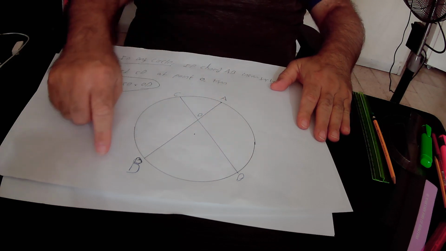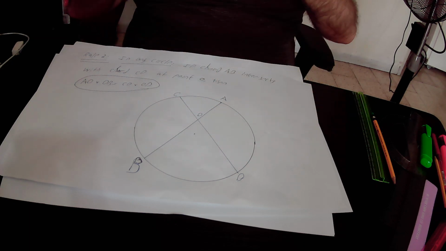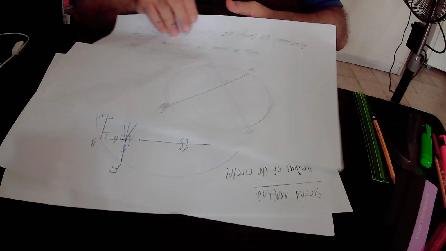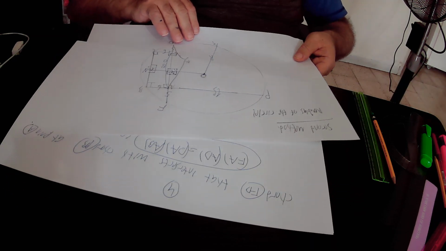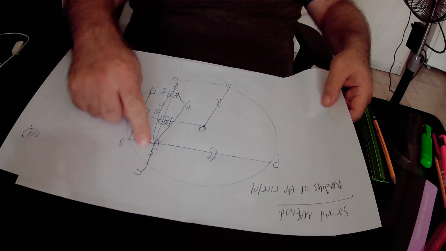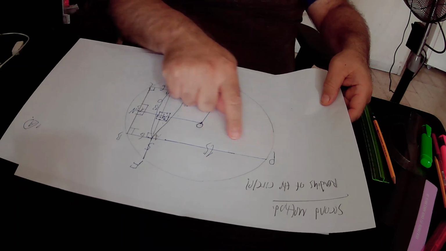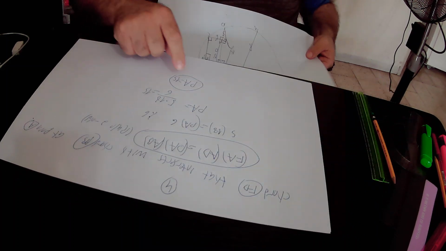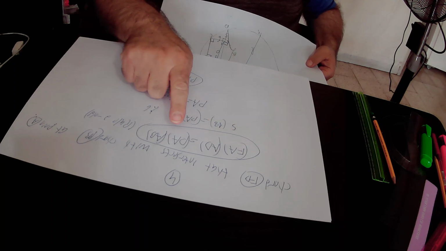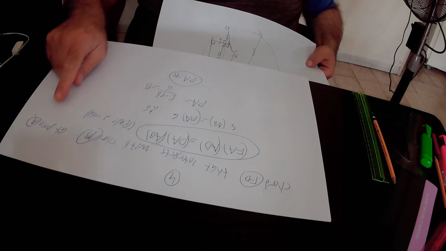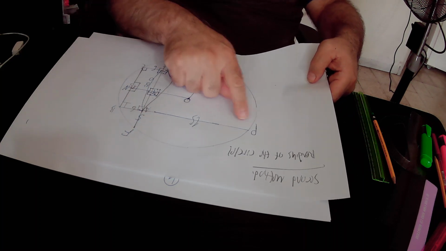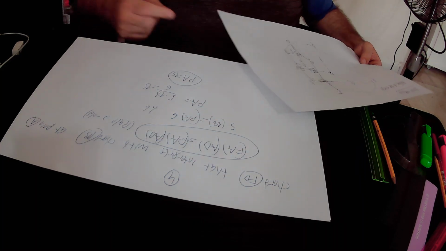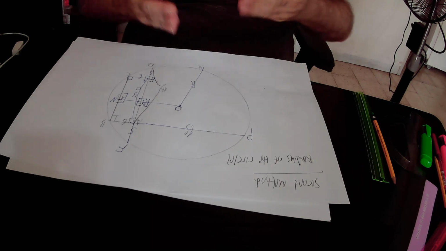Again, AO times OB equals CO times OD. We can implement the old rule number 2 in our drawing. Why? Because in our drawing, chord FD intersects with chord PB at point A. Point A is the intersection point of the two chords. Therefore, we can implement rule number 2 here.